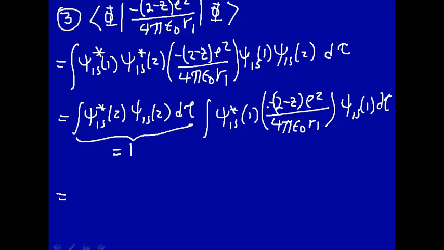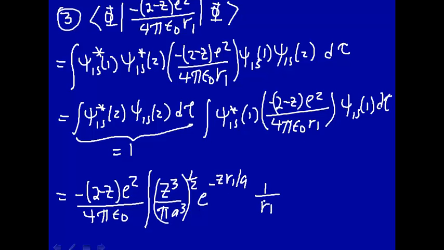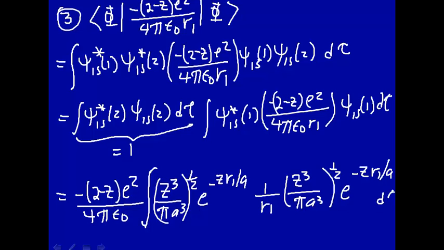Okay, so now we're making some progress, but this is a little different. Let's go ahead and try to evaluate this. Let's put in what these wave functions are, and we can pull this out as a constant. So this is minus (2 minus Z), those are constants, e over 4 pi epsilon naught. And now we're going to integrate. Let's substitute in the wave function: (Z cubed over pi a cubed) raised to the 1/2 times e to the minus Z r1 over a, then here's this 1 over r1, and then we have again the wave function (Z cubed over pi a cubed) raised to the 1/2 times e to the minus Z r1 divided by a, integrated over some volume d tau.